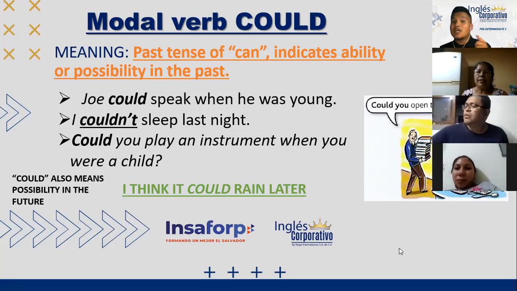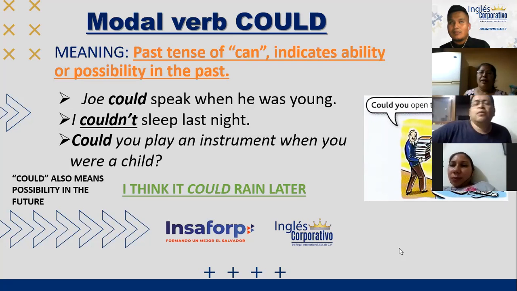It will be a possibility in the future. So keep that in mind. The modal verb could, it is the past tense of can, but it can also means a possibility for the future. It seems similar to might? No. It's kind of giving you a possibility as well, but there's always like a little difference. Okay. So questions so far with the modal verb could, or everything is clear, so we can go to the next one.